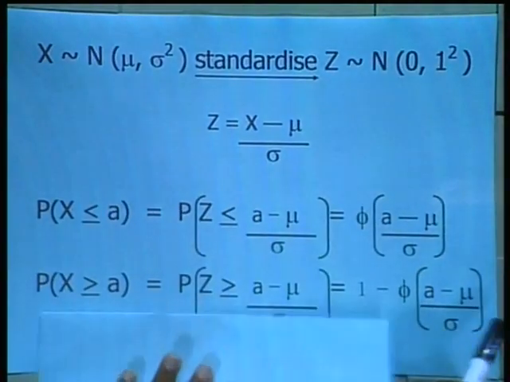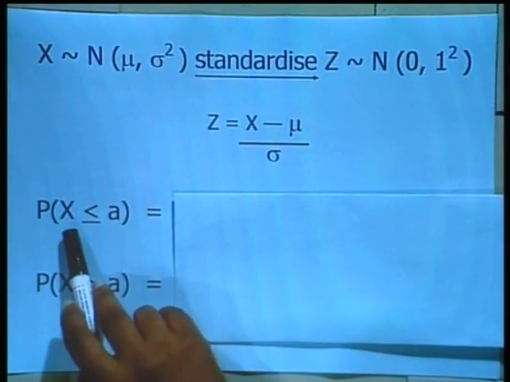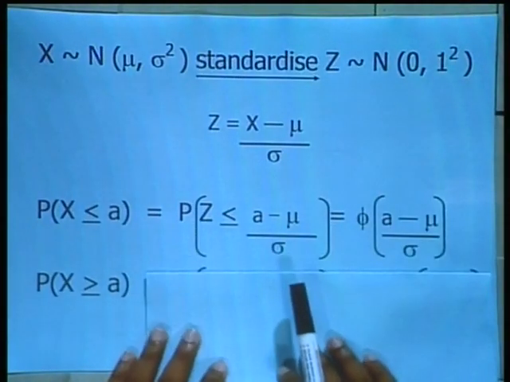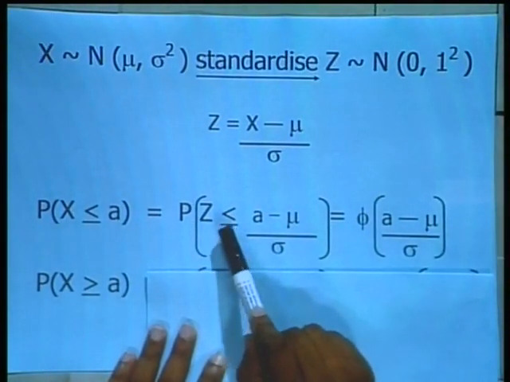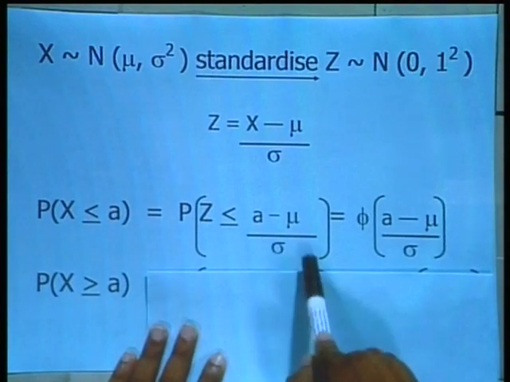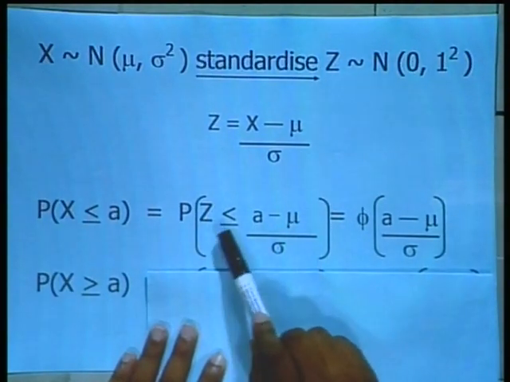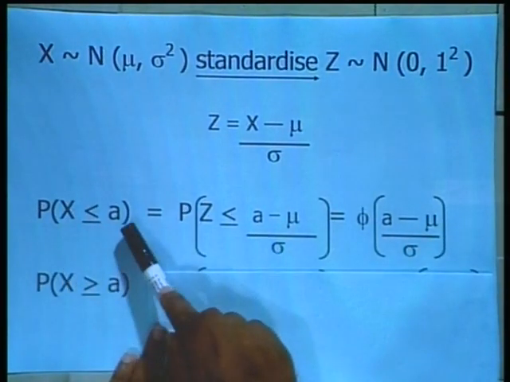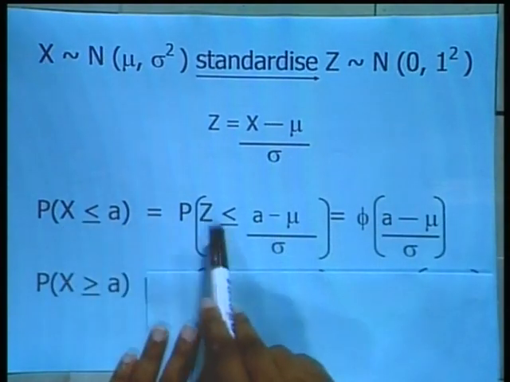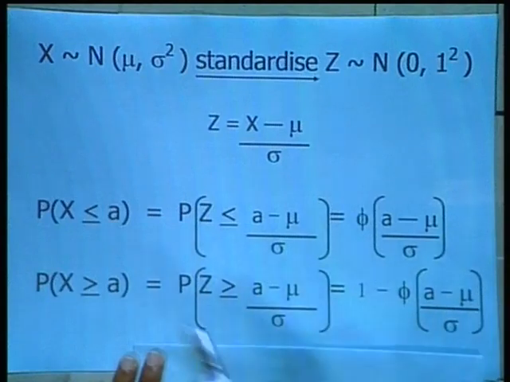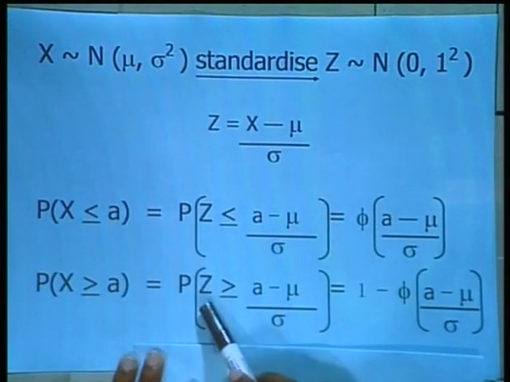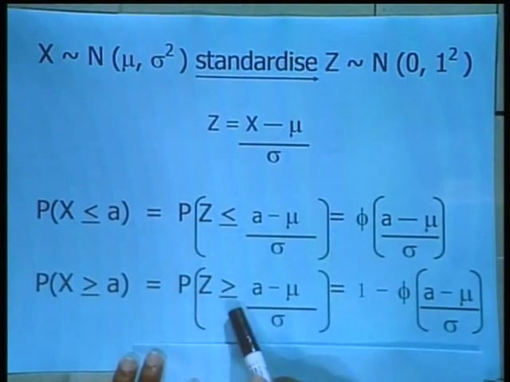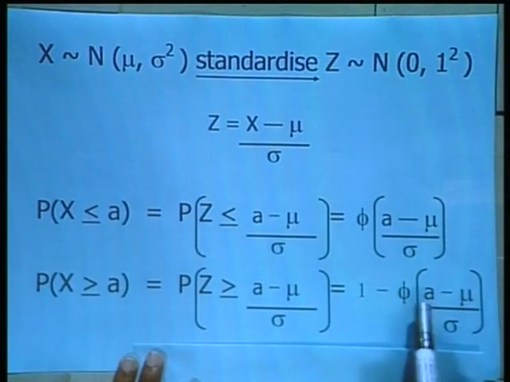By using this transformation, if we had to calculate probability X is less than or equal to A, then we could simply transform it to Z less than or equal to A minus mu over sigma. And since we have less than, it becomes phi. We have replaced X by Z, and on the right hand side we have transformed X onto Z. Similarly, if you have X greater than or equal to A, it becomes probability Z greater than or equal to A minus mu over sigma. Since we have greater than, it becomes 1 minus phi.